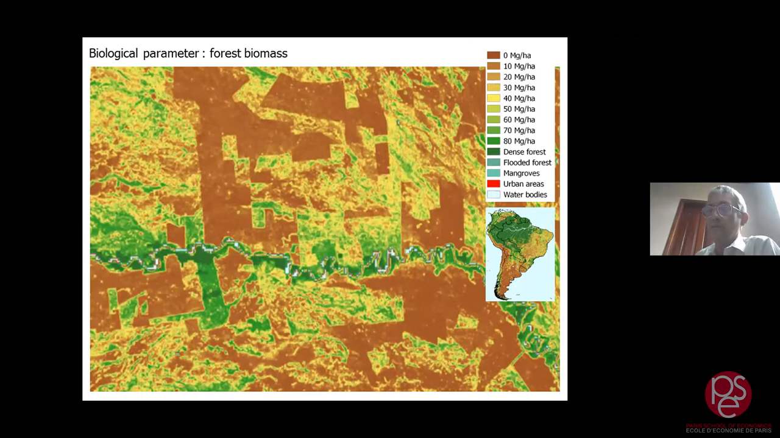So there are some equations that can be calibrated, validated in some places of the world, and to some extent extrapolated to other places. But as I said before, this extrapolation is not as good as in the case of geophysical parameters, because vegetation does not obey universal rules like geophysical environments. So this is forest biomass in Amazonia, in South America. So it's an indication of forest degradation.